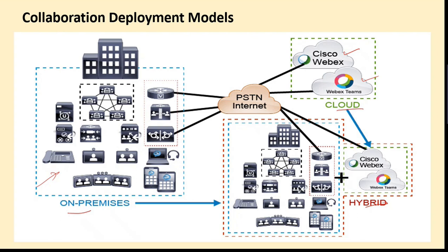Then if you have a combination of both, that is on-premises as well as cloud services. Let's say you have some of the devices and servers within your on-premises and some of the services you are taking from the cloud provider, from Cisco WebEx and WebEx Teams. That combination of on-premises and cloud is called hybrid. So these are the three different deployment models.